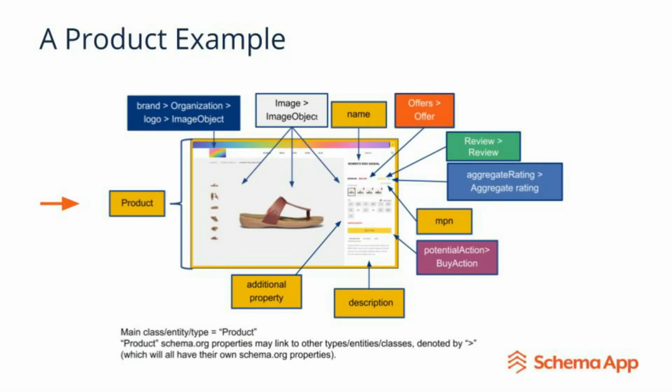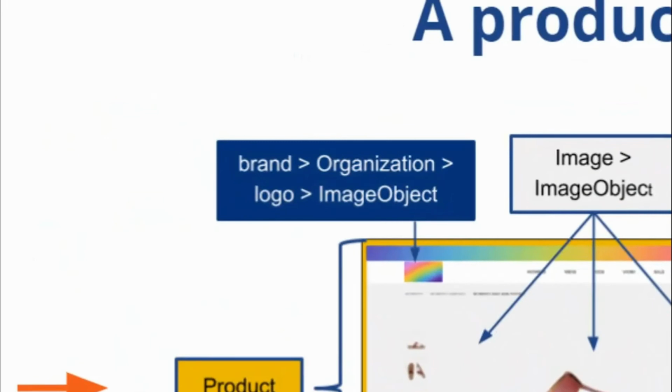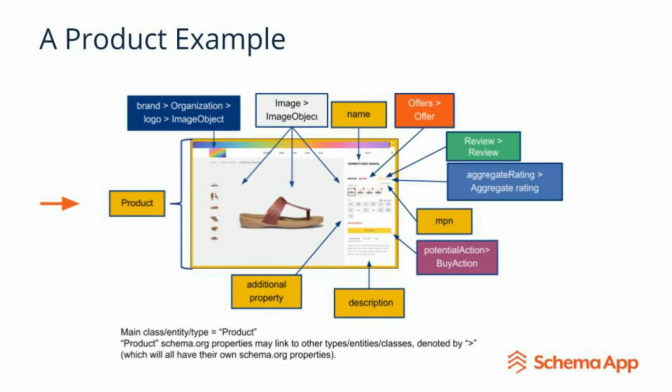Okay, back to our product page. Note that there's a logo on the top left-hand side of the page that we would want to mark up, and it links to a property that links to a type that links to a property that links to a type, which of course will have its own set of properties. How can we keep track of all of this? Thankfully, the Schema App tools make it easy to follow the bouncing ball.